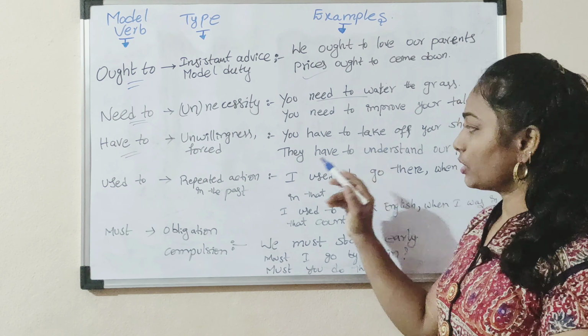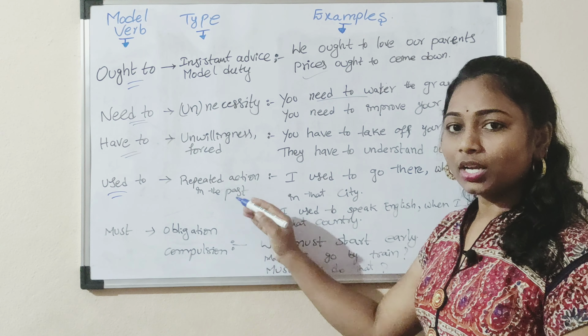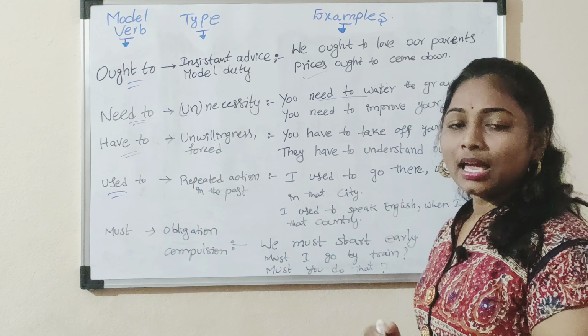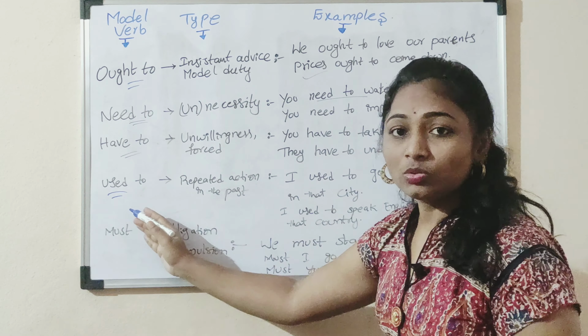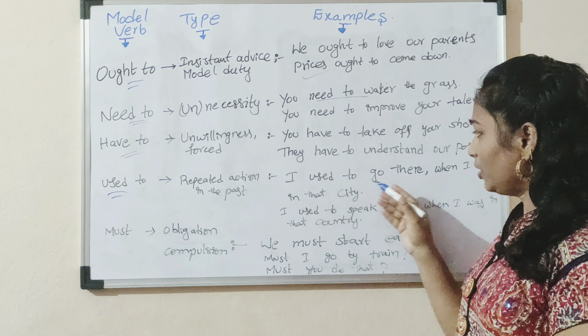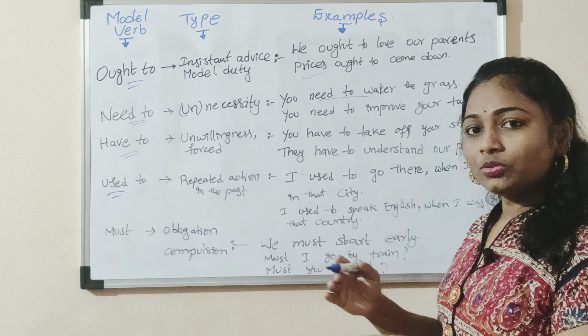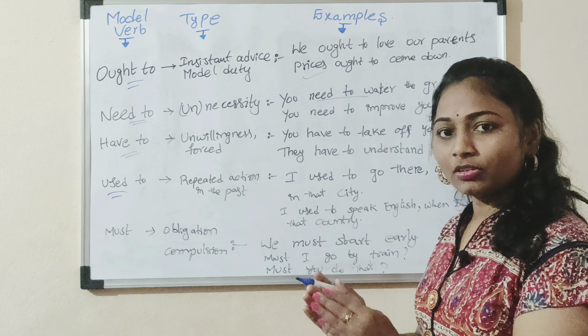Next we have used to. That means a repeated action in the past. While telling about something that happened in the past, you can use used to, like I used to go there when I was in that city. I used to go to some particular place when I was in that city. Or else, I used to speak English when I was in that country. See, this is about used to.